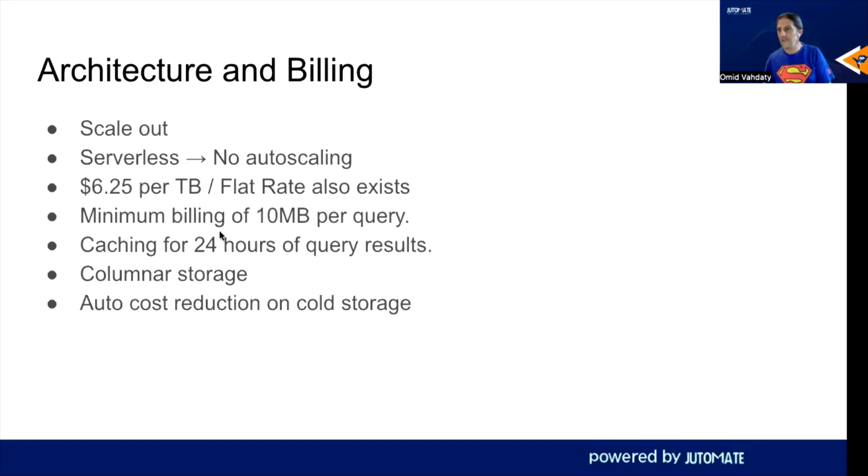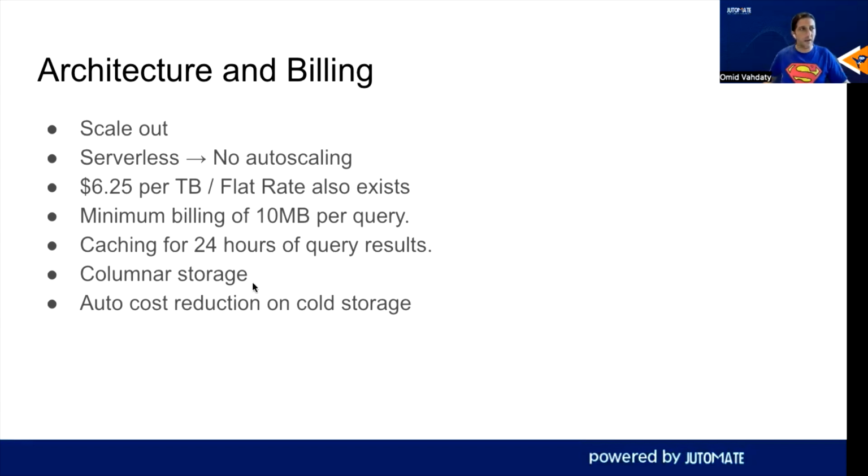So the minimum billing, as discussed, and caching, another advantage that most people are not aware of. They keep caching for 24 hours, which is a lot sometimes. Assuming your data freshness is daily, voila, why not utilize that? Columnar storage goes without saying. In a petascale use case, you're going to want columnar storage, and it's also applicable to our use case since we are talking about 1 table and 5 columns. It kind of makes sense.